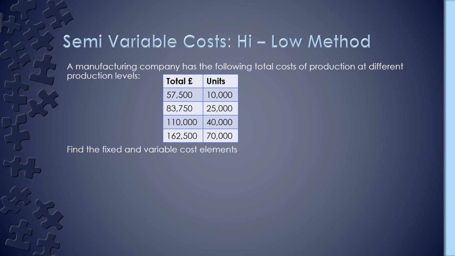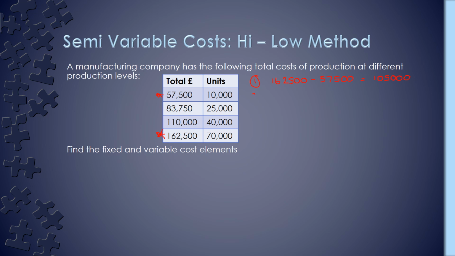So our first step is going to be to find the difference between our highest cost and our lowest cost. So step 1 is 162,500 minus 57,500, and that gives us 105,000.